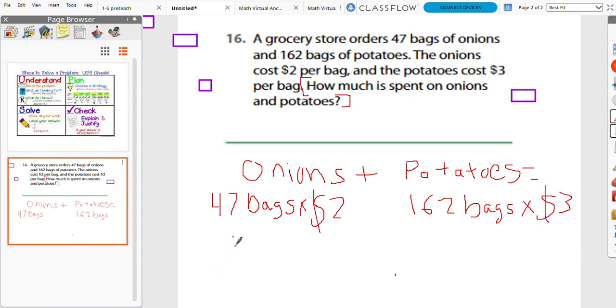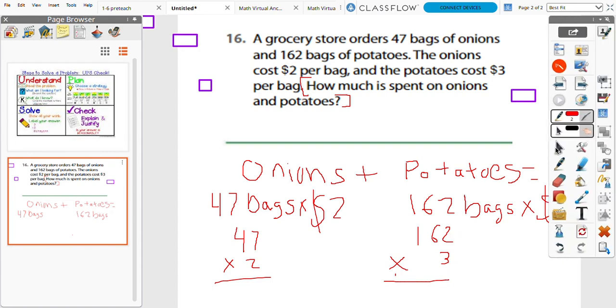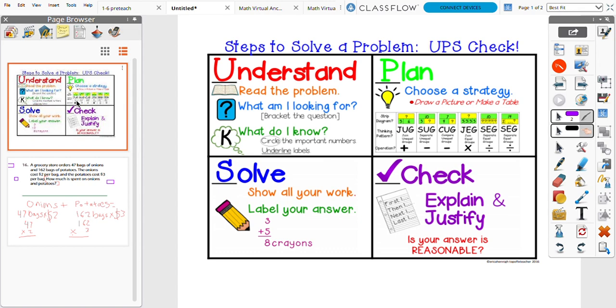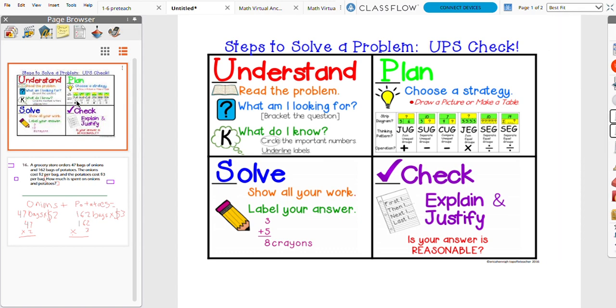So 47 times 2, 162 times 3. Looking at UPSC right here, going back and reflecting on what we've done, we haven't even solved any computation yet. We're looking for the question, understanding the numbers and the labels, and we've created our plan. Now's the part where we solve.